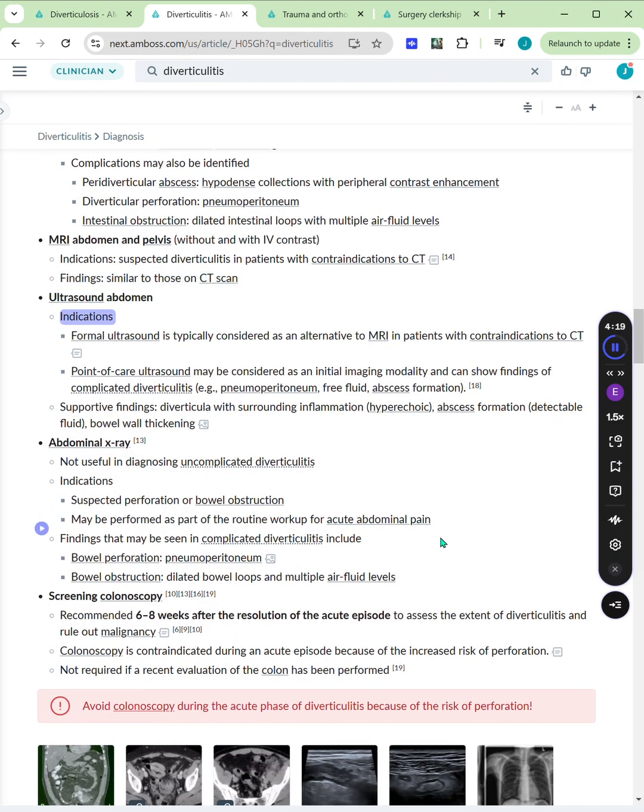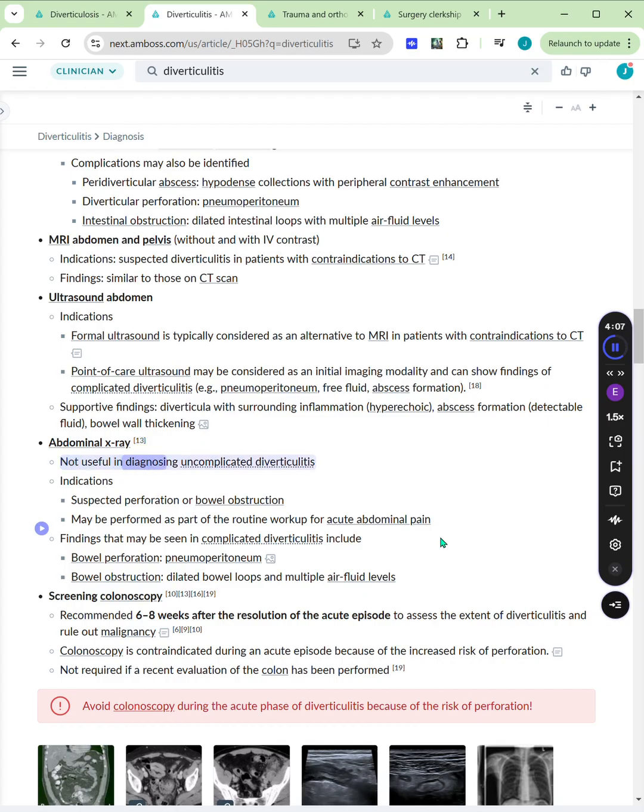Ultrasound abdomen. Indications: formal ultrasound is typically considered as an alternative to MRI in patients with contraindications to CT. Point-of-care ultrasound may be considered as an initial imaging modality and can show findings of complicated diverticulitis, e.g., pneumoperitoneum, free fluid, abscess formation. Supportive findings: diverticula with surrounding inflammation, hyperechoic, abscess formation, detectable fluid, bowel wall thickening.